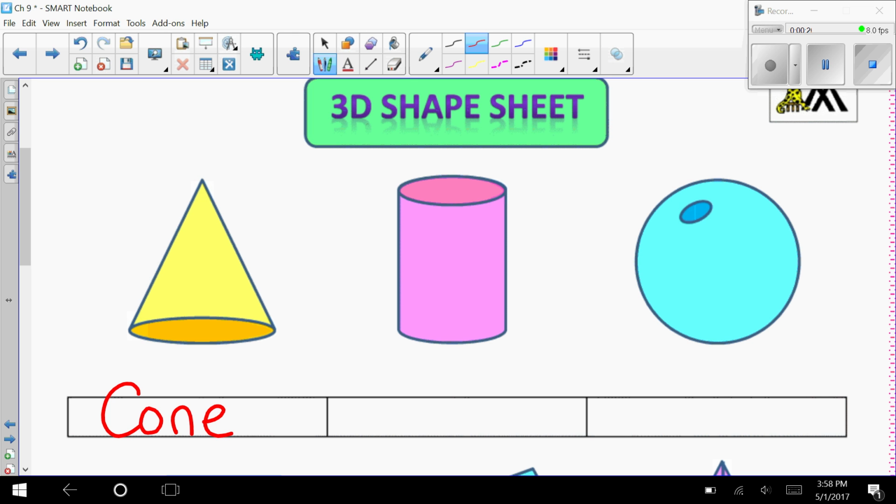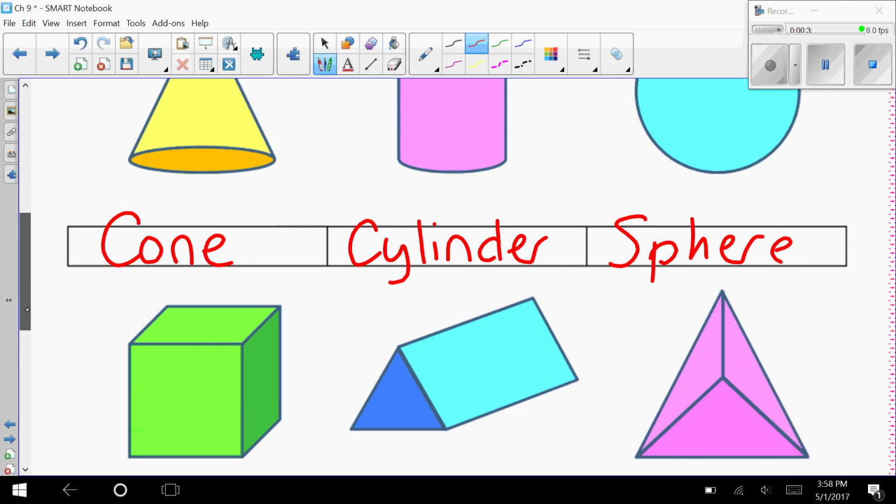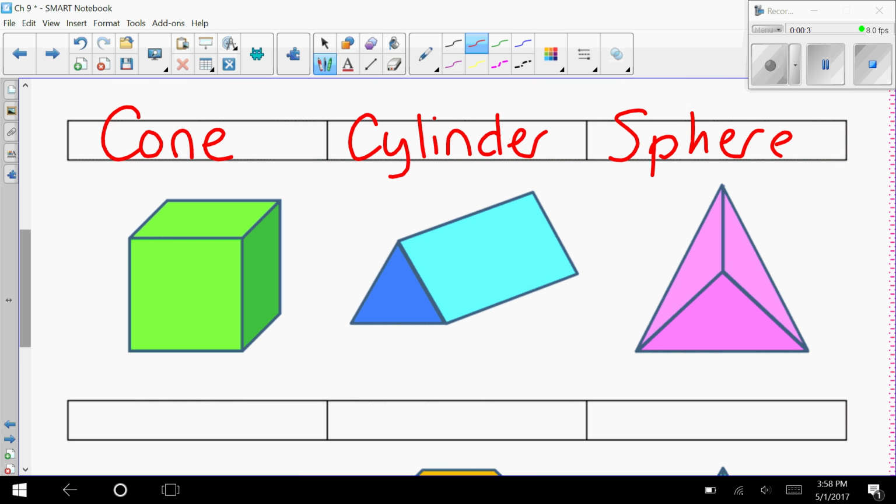The one in the middle here, what is it? It is a cylinder. And this one on the right, it is a sphere. All right, our next row here. This one on the left, it is a cube.